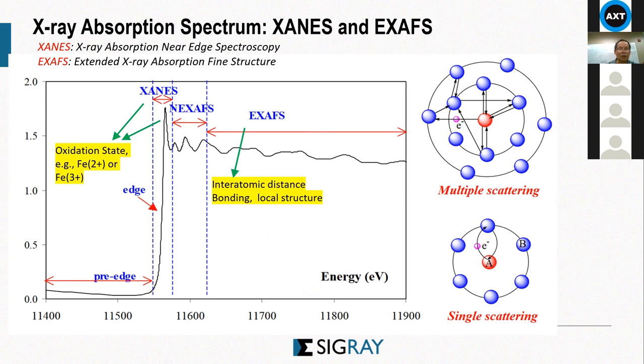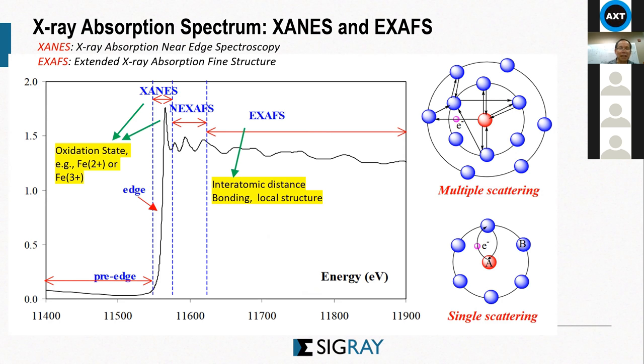One of the important features, if you look at the spectrum, is that in the near edge region the intensity fluctuation, the transmission, changes rapidly. So in order to measure the spectrum, you need very high energy resolution. Because the change is rapid and large, you usually don't need as many photons. So in this region, you need high energy resolution, but not necessarily high flux.